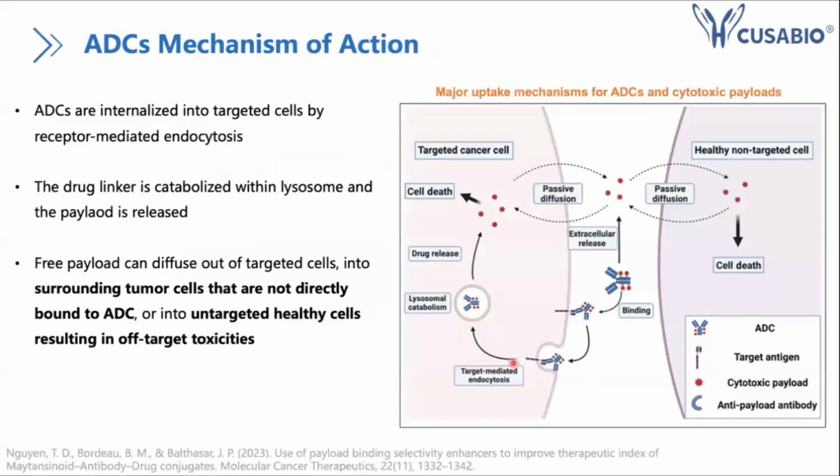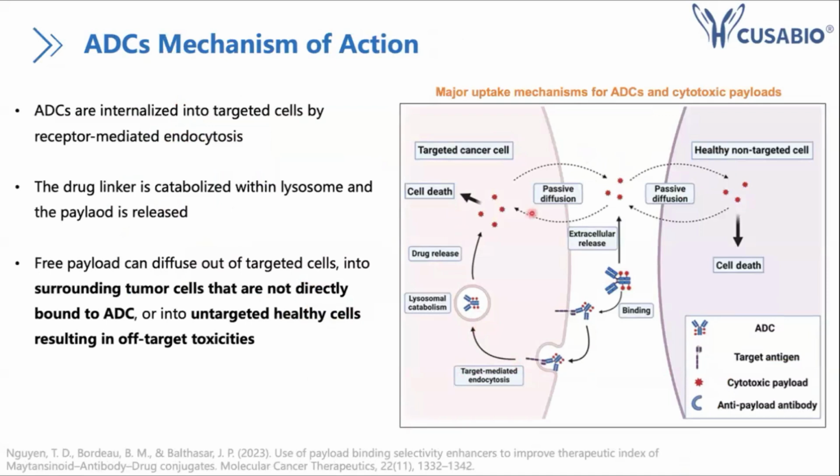For the second slide here, I want to introduce how ADC works. As you see here, after the antibody binds the antigen, the ADC is internalized into the target cells. Inside the cells, the ADC, especially the antibody portion, will be degraded by lysosomal degradation. After that, the free drug will be released.